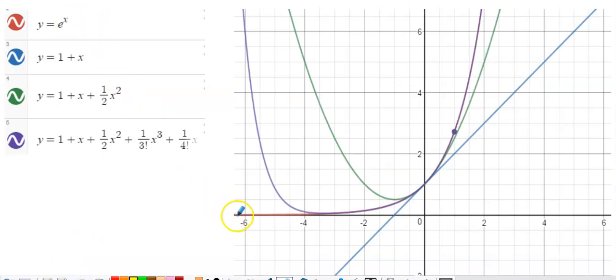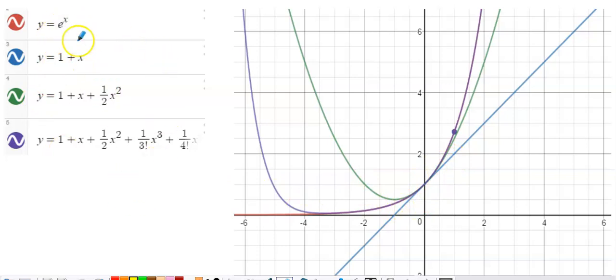So e to the x, you can see the horizontal asymptote of it extending out across the x-axis here. You see the red graph here, but then this purple graph is basically right on top of the red graph. You can see a little bit of a gap at -4, but you don't really see any gap at all on the central portion of the graph. You can't even see where the red graph of e to the x is.